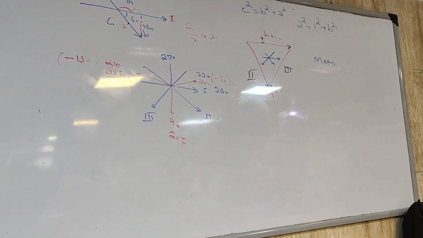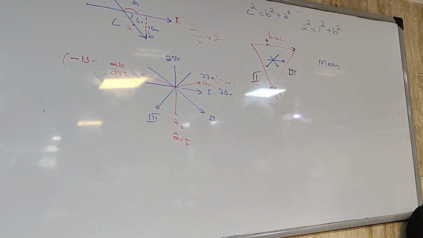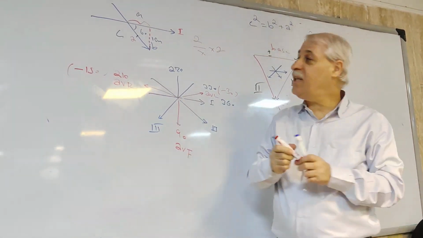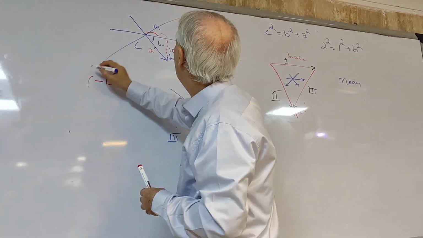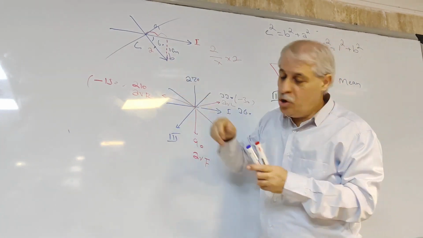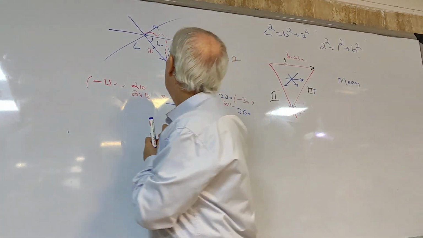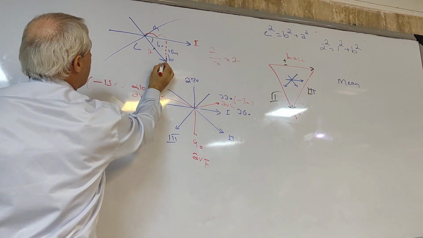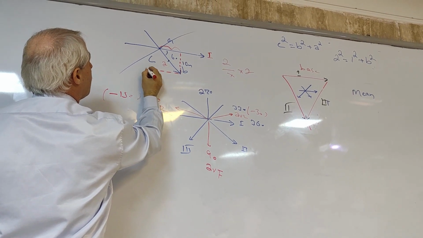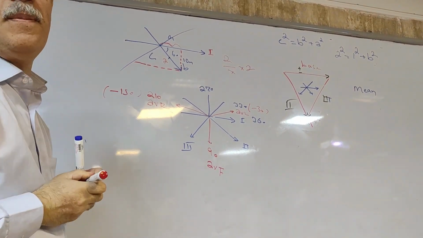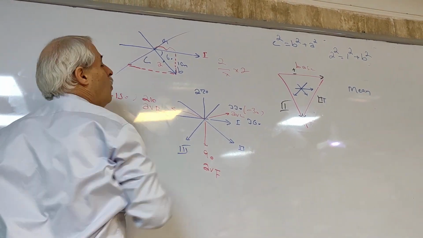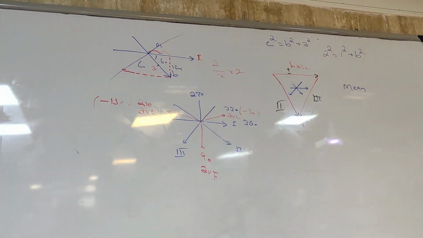Is that clear? So in order to see how much of this vector can be seen, for example, in lead 3, take a look. This is lead 3. Am I right? From this mean vector, you should make a perpendicular line. Am I right? And that would be what you can see in lead 3.